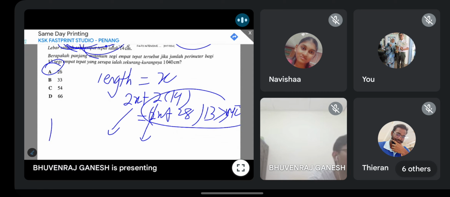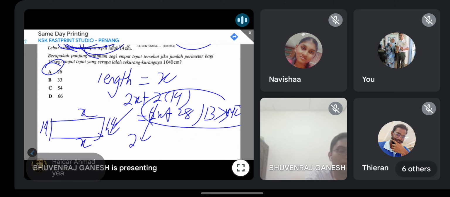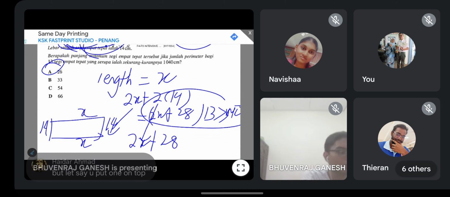But then still for one rectangle is 14 and x what? So your total perimeter for one rectangle still maintains 2x plus 28. And then you got 13 identical. Oh, you're telling like that? I don't think so lah. The question means like that.